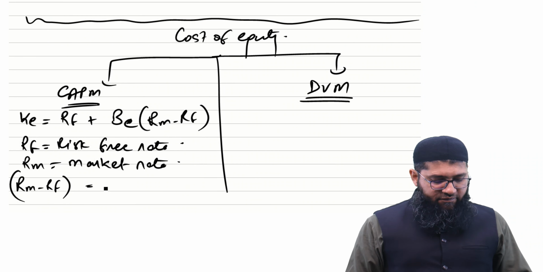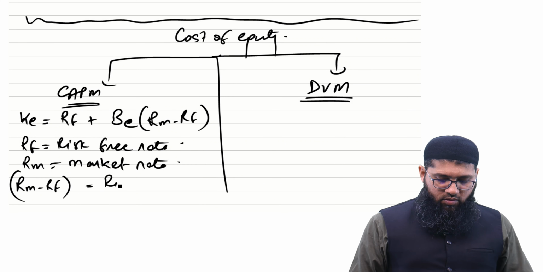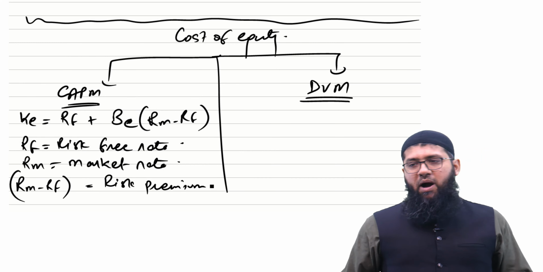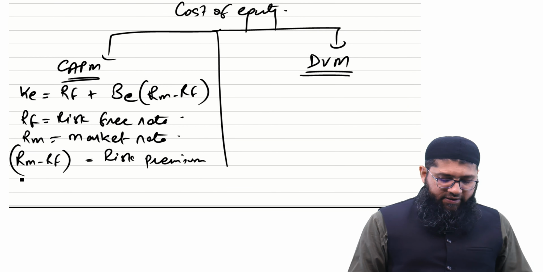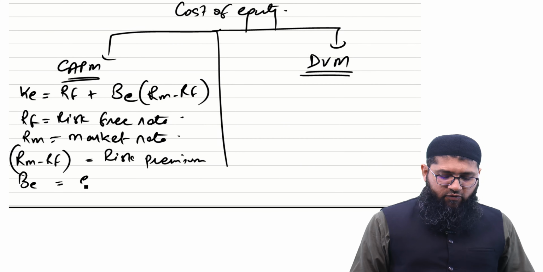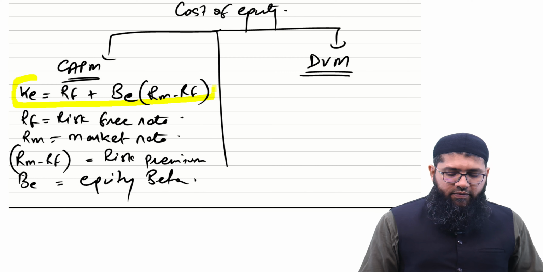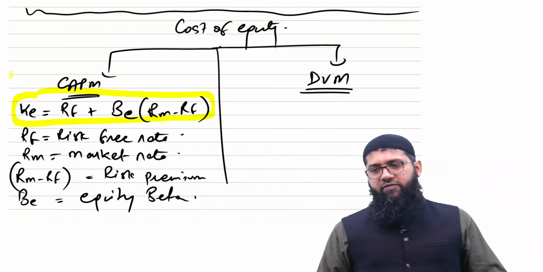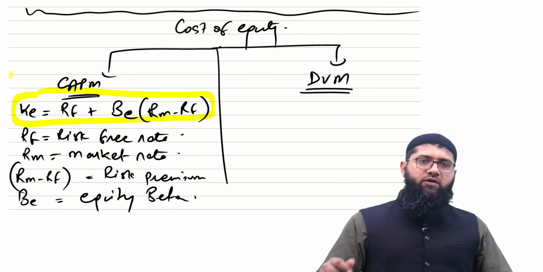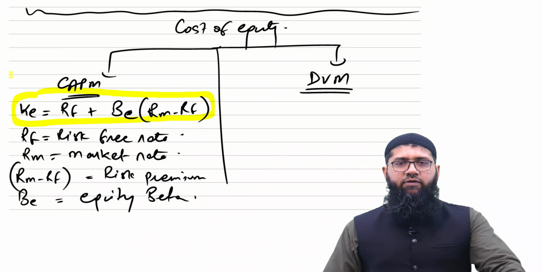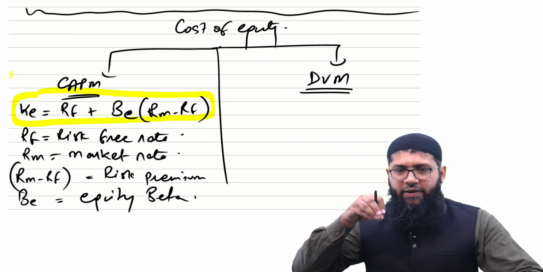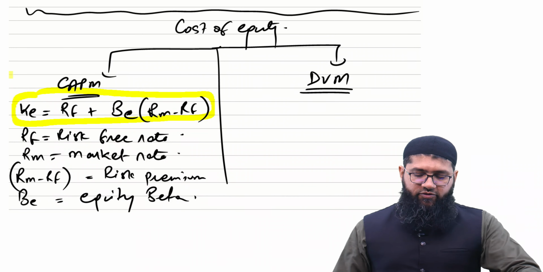RM minus RF is going to be the market risk premium, and the beta E is called the equity beta. So basically when we talk about the capital asset pricing model, it's a good method of calculating the cost of equity, because it actually incorporates the risk of the capital markets.